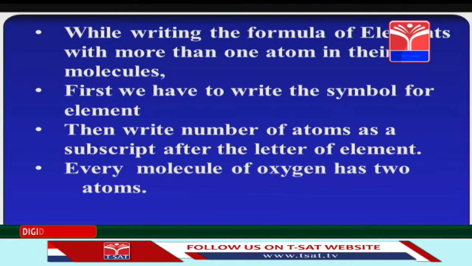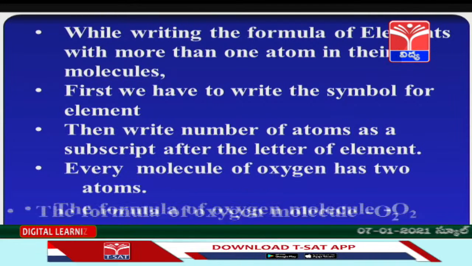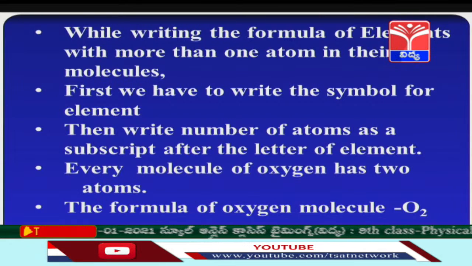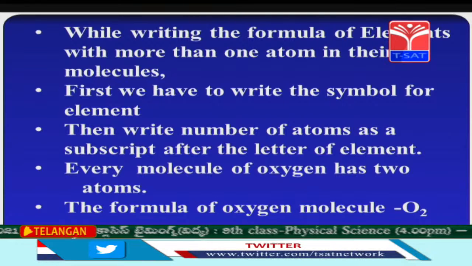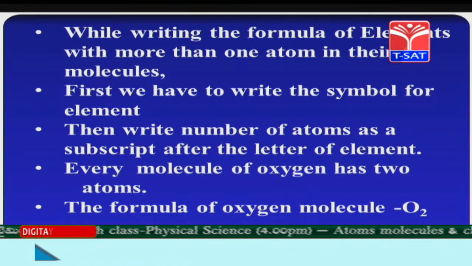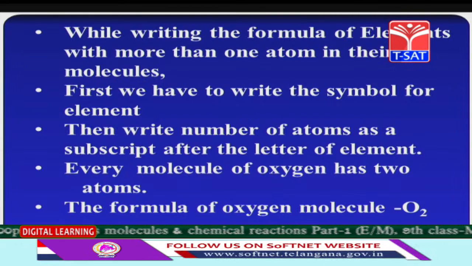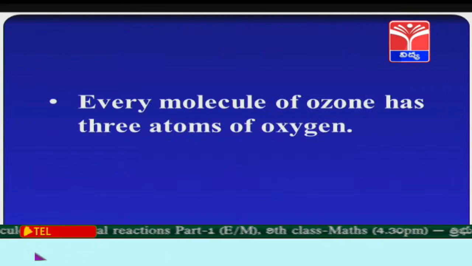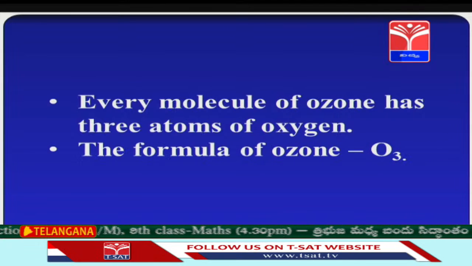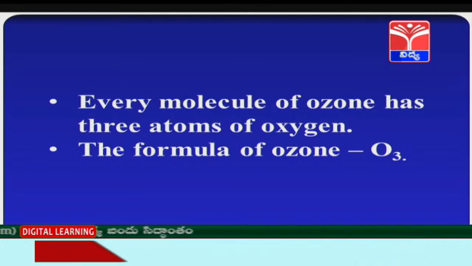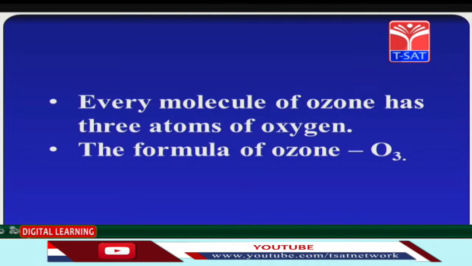Every molecule of oxygen has 2 atoms. So, the formula of oxygen molecule is O2. This O is a symbol of oxygen atom. It is made up of 2 atoms of oxygen. So, the formula of oxygen molecule is O2. Every molecule of ozone contains 3 atoms of oxygen. So, we write the chemical formula of ozone as O3.